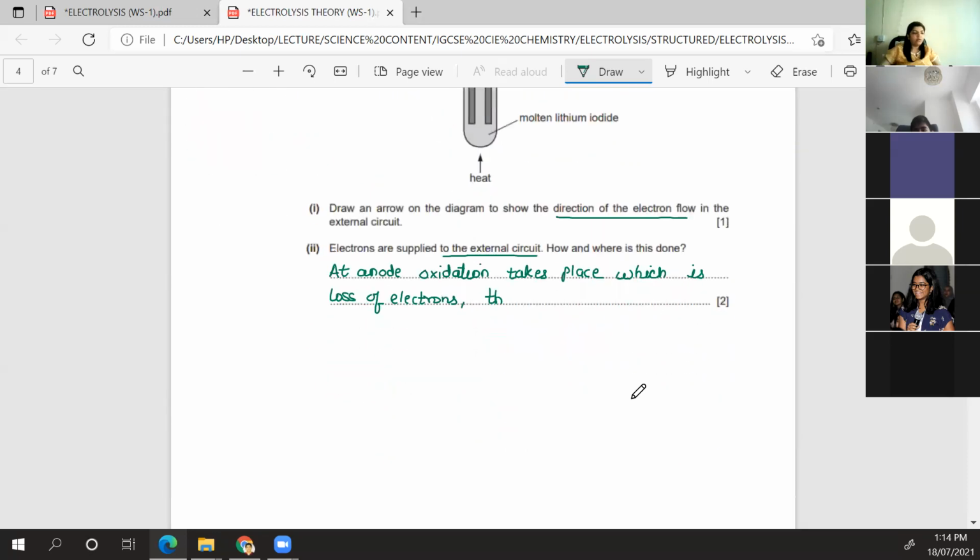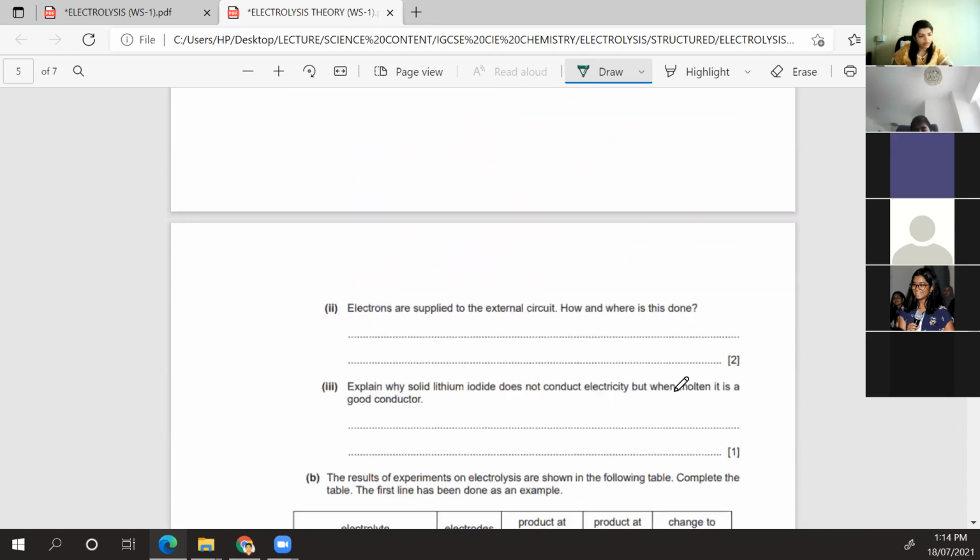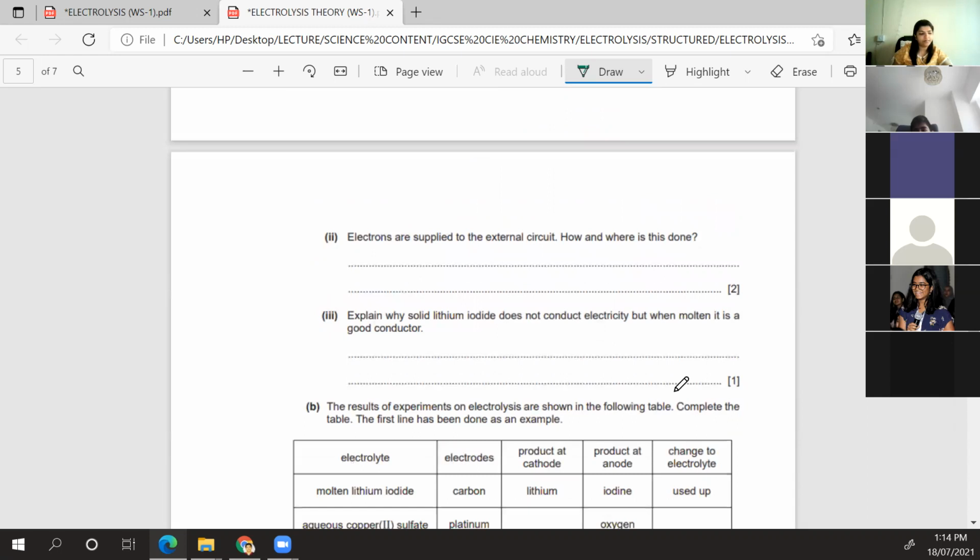Okay, so at anode, oxidation takes place, which is loss of electrons, and it is gained by cathode, where reduction takes place. Okay, so this is about how electrons are formed from anode. I mean, anode will lose electrons, and those electrons will be taken up by cathode. Question number 2. Electrons are supplied to the external circuit. Okay, this is a repeat question.